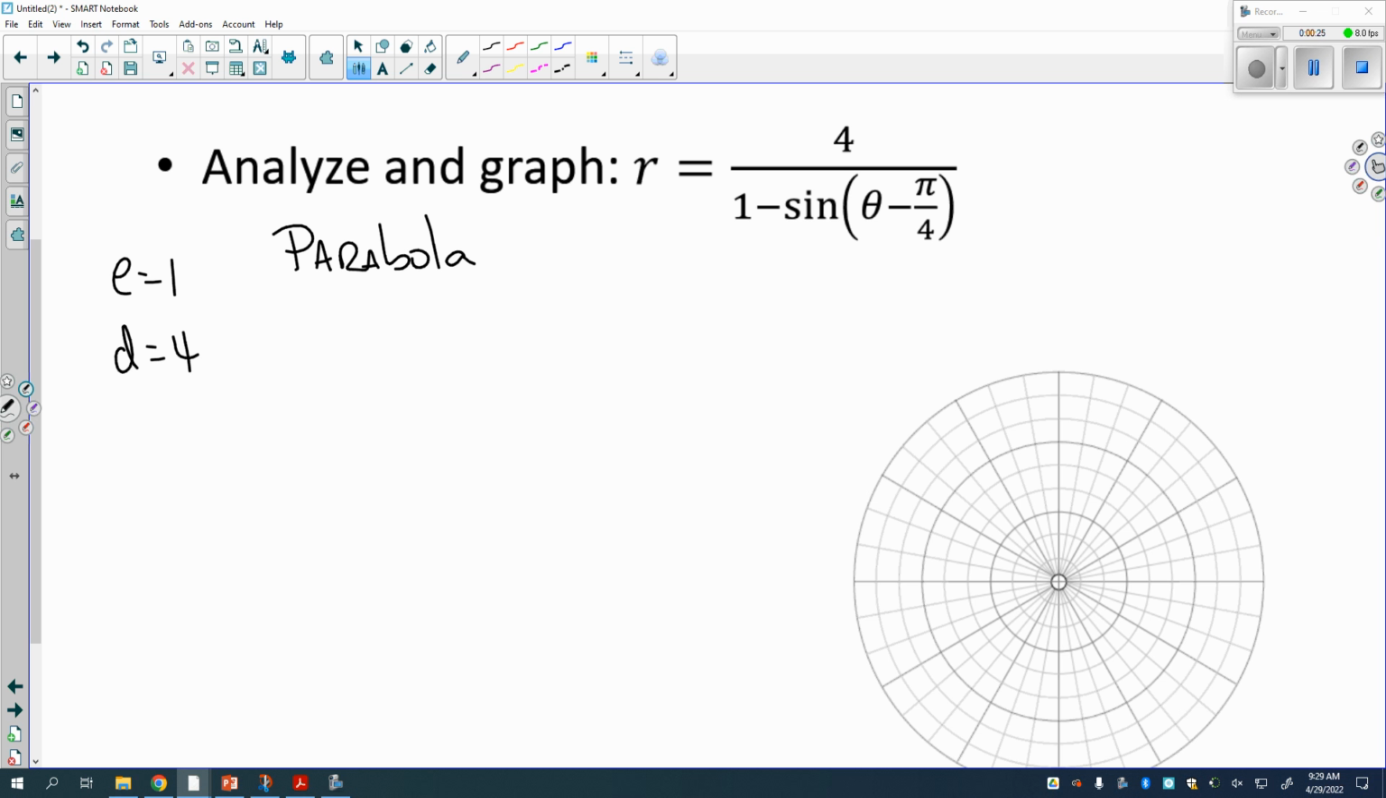And I know that the directrix is at, and it's sine, so it's y equals negative 4 because it's a minus. I know that the focal width is 2 times d, so it's 8.